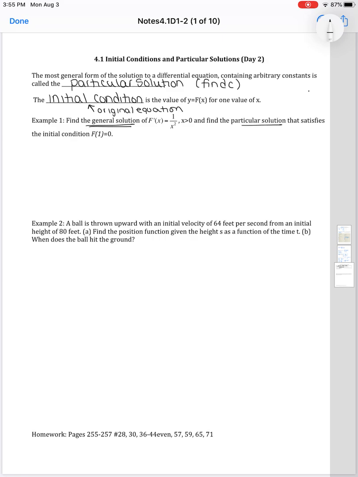So it says find the general solution of f prime of x equals 1 over x squared. So that's the derivative. And find the particular solution. So we're finding two things, general solution and particular solution. So I have to integrate f prime of x to get my f of x. So I'm going to integrate 1 over x squared. But before I do that, I've got to move that 2 up.